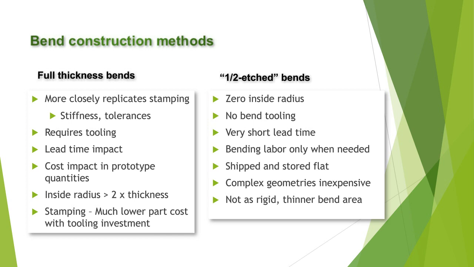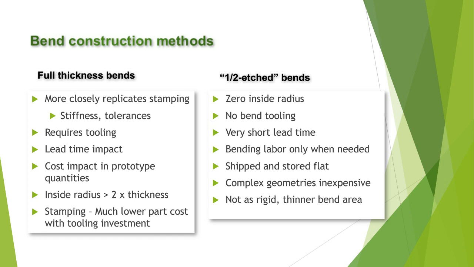So for that reason, you may want to go with full thickness bends for the prototypes because they're going to exactly replicate the stamp parts. However, the drawbacks are you're going to have to buy tooling to bend them. So obviously that's going to take longer, and that's going to be more expensive of an endeavor. And you may need to buy more pieces in a prototype situation as well than you actually need.